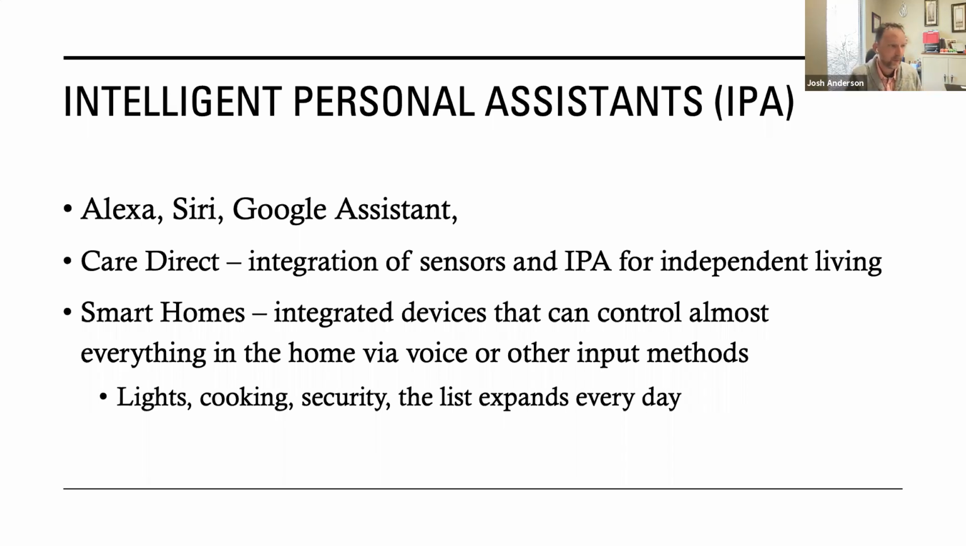So one of the people that I've been able to talk to is a place called Care Direct, and they're from England, and they integrate sensors along with these intelligent personal assistants for independent living. Some individuals with different disabilities may live in group environments or may live in apartments that have to have someone else there all the time, a family member, a friend, a caretaker, or something like that.